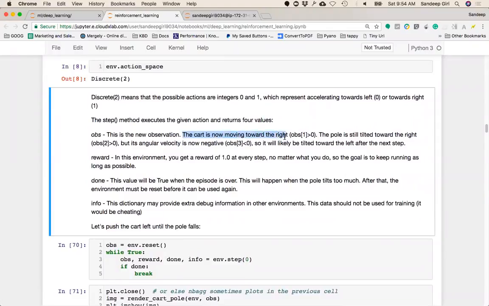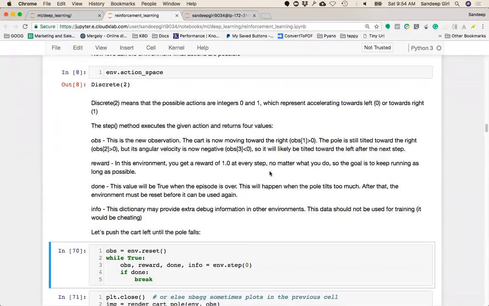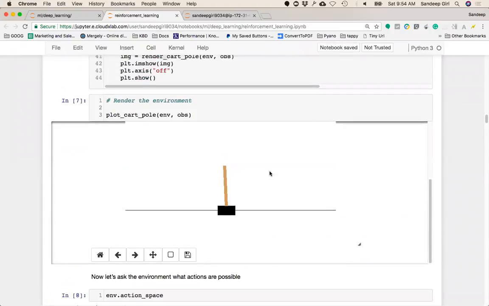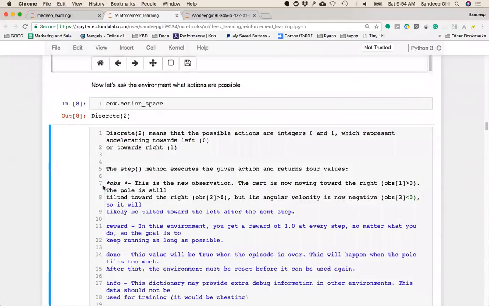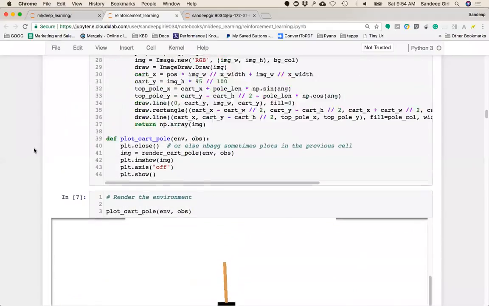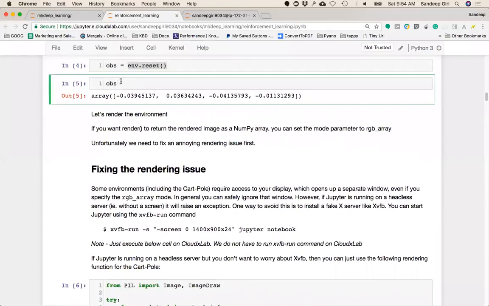Now, if the cart is moving to the right, the first observation, that is the speed of the cart, is going to be 0. The pole is still tilted. Okay, let me go up. So to the right, if the third value, I'll actually show you this part. Yeah, this one.